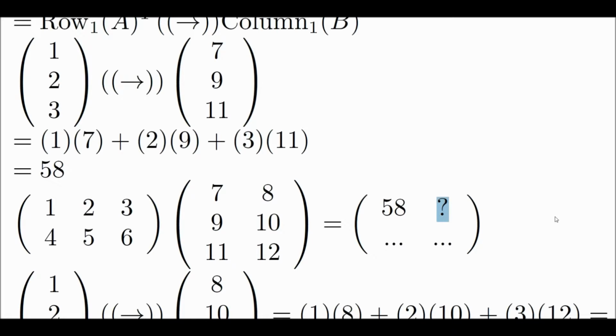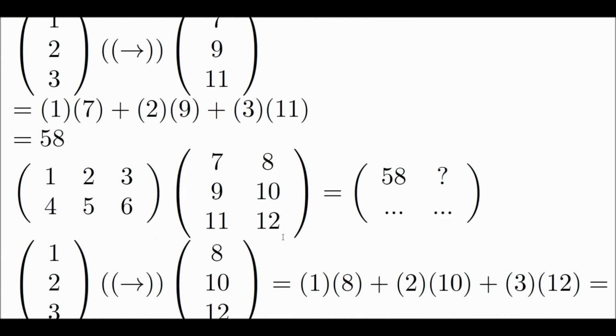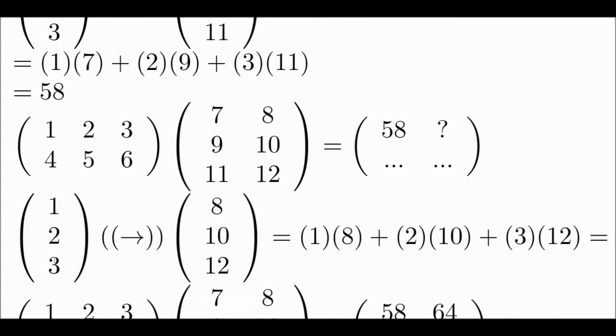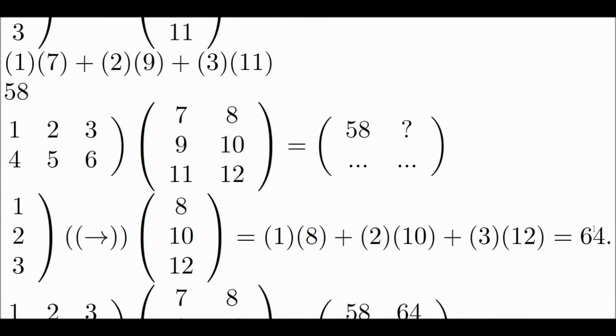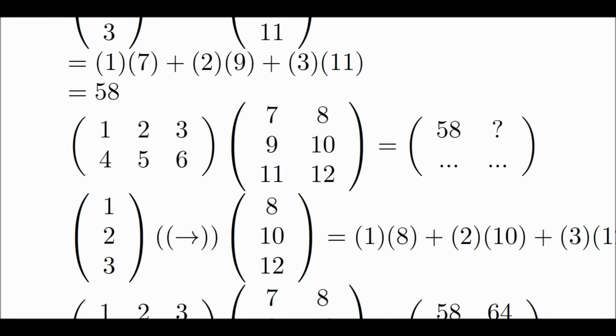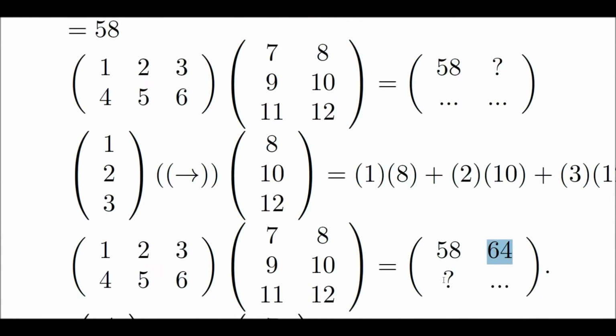Now let's find this entry. So look at where this entry is. This is in the first row and the second column. So I'm going to take the first row here times the second column here. So here's the first row. I just transposed it. I'm going to slam it into the second column. So you'll slam these and then add the results. That'll give you 64. So I know that this entry here should be 64.